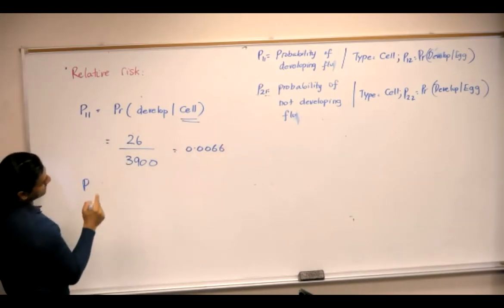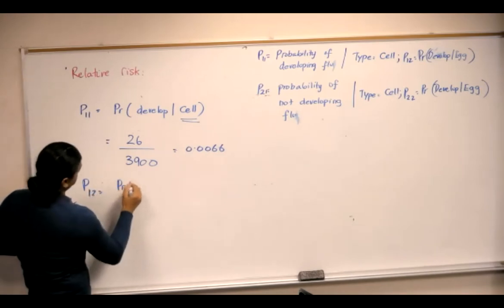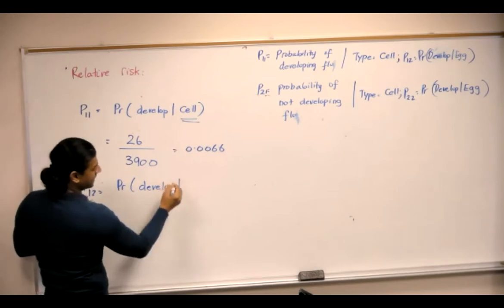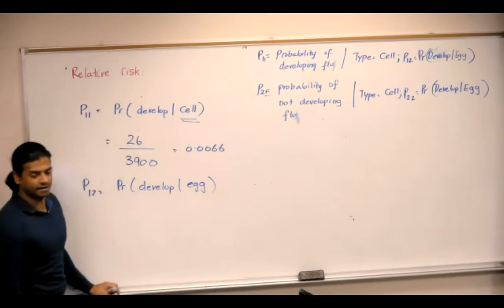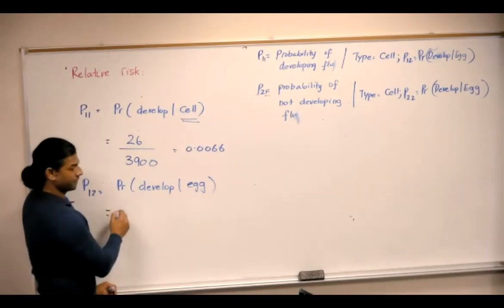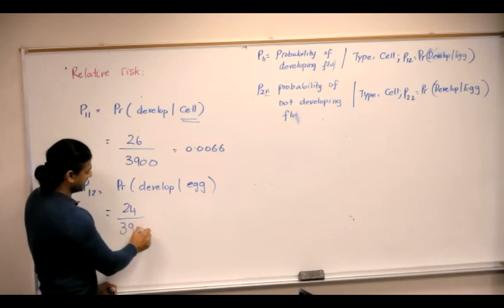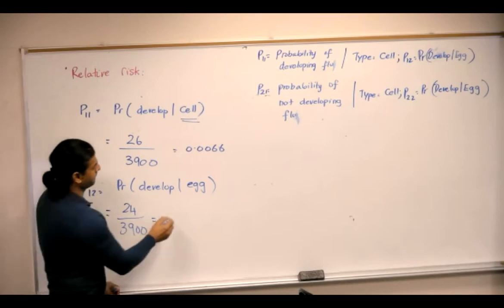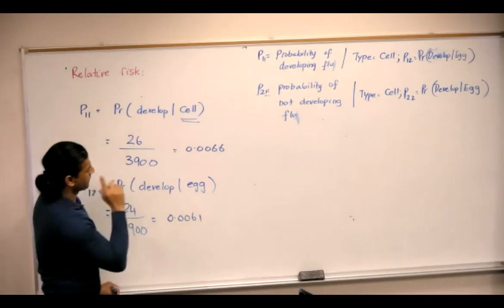The second case, you develop flu conditioned on the fact that the vaccine is egg-derived. How do we find that probability? 24 divided by 3,900, and what is that? 0.0061.